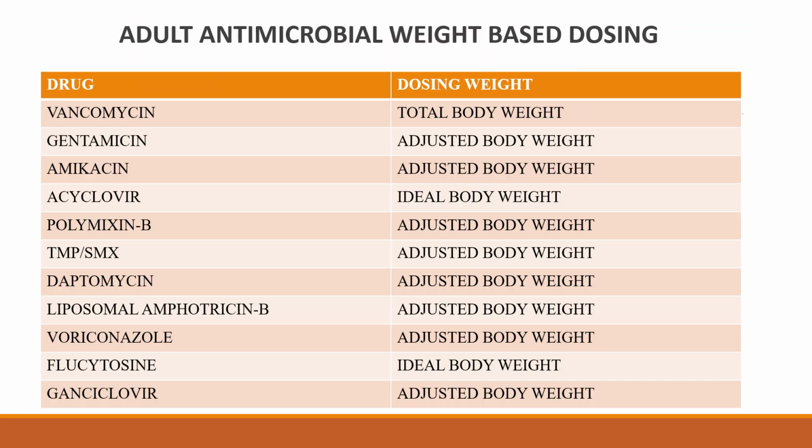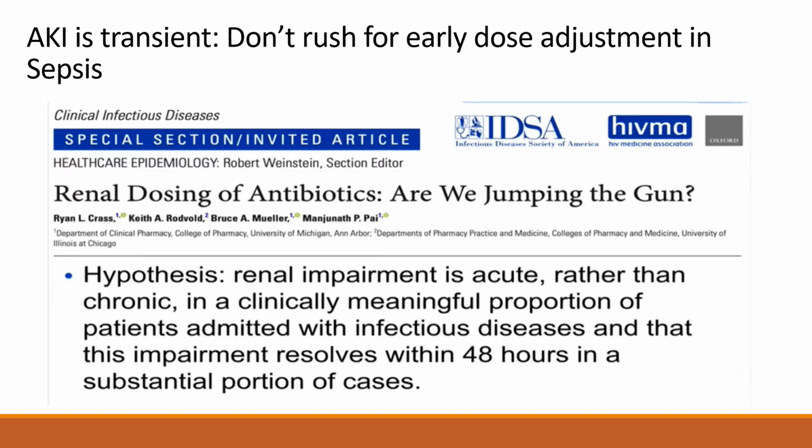Adult weight-based dosings are different. For example, for vancomycin it is total body weight, for aciclovir it is ideal body weight, and for another drug it is adjusted body weight. You can refer to the articles which mention the details of the renal dosing of antibiotics. Are we jumping the gun? The hypothesis was that renal impairment is acute rather than chronic.